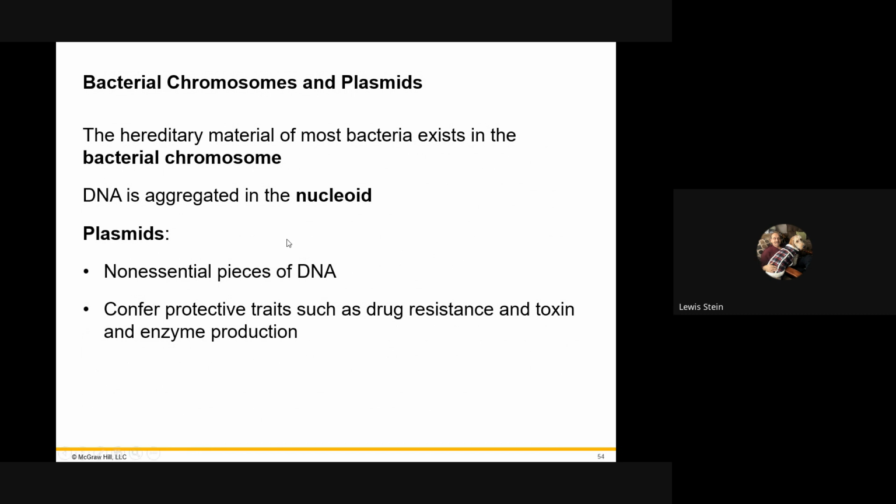Okay, so the chromosome. The chromosome is this supercoiled aggregate of DNA. When I say supercoiled, again, it's that twisting of the rubber band thing.